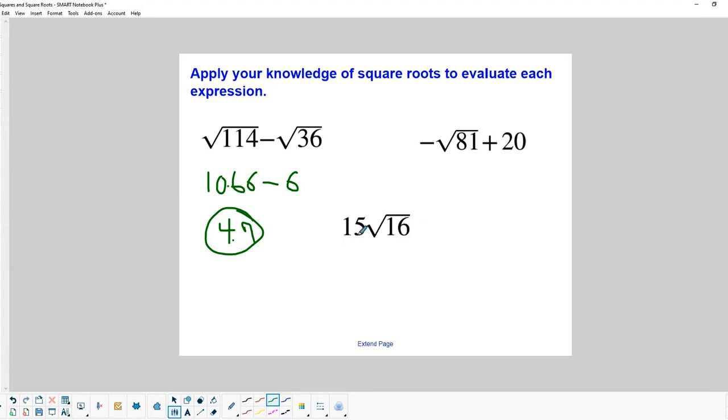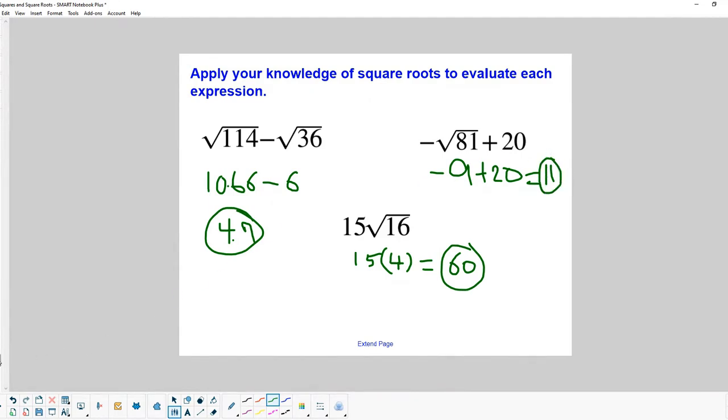On our next one, 15 times the square root of 16. Well, the square root of 16 is 4. So 15 times 4, well, that's just a nice 60. That worked out really nice. Then our last one up here, -81. The negative square root of 81 would be -9. -9 plus 20 gives us a final sum of 11.